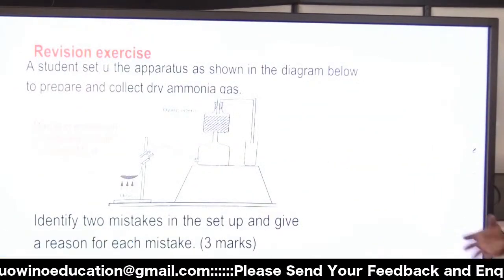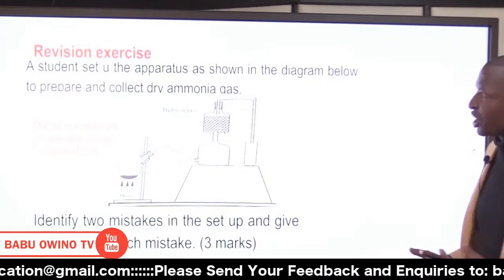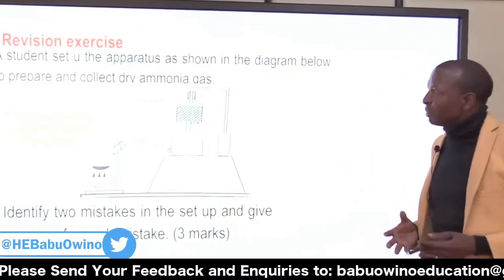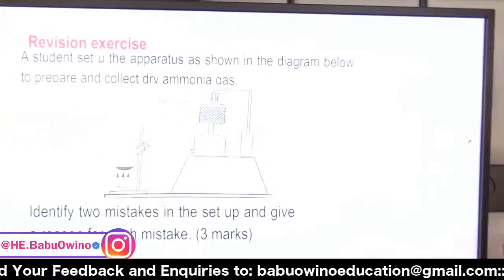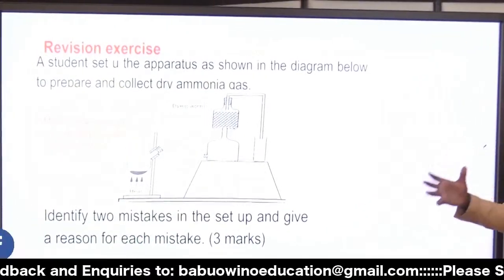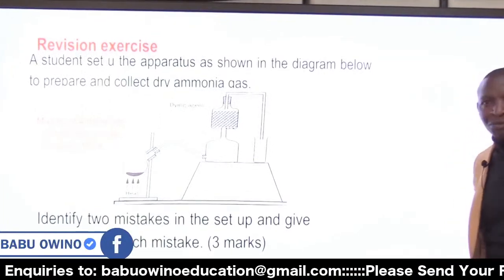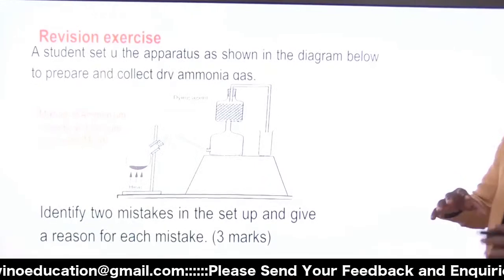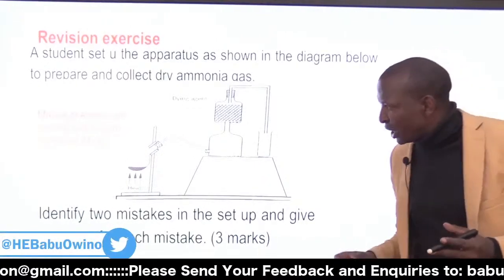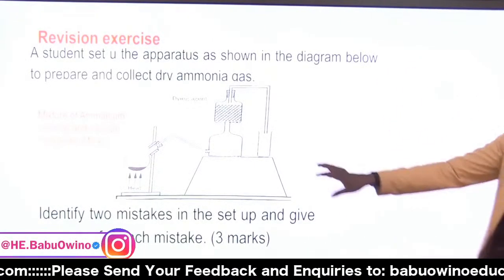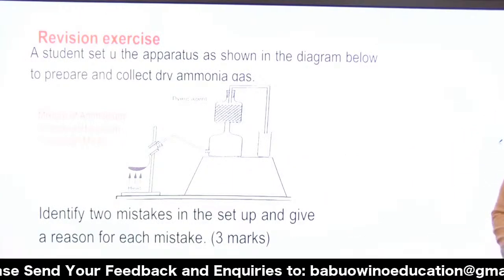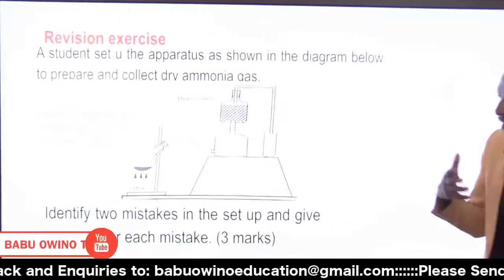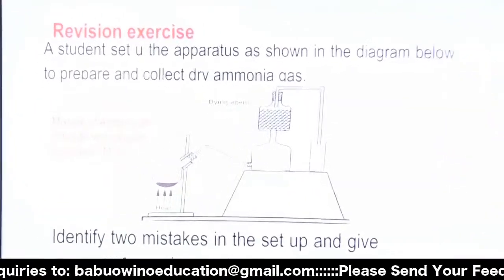Then you go to the revision exercise from what we have learned, what is likely going to be asked in the exam. A student set up the apparatus as shown in the diagram below to prepare and collect ammonia gas. Get a piece of paper and try to attempt that particular question. The setup is given by the examiner. Identify 2 mistakes in the setup and give a reason for each mistake.